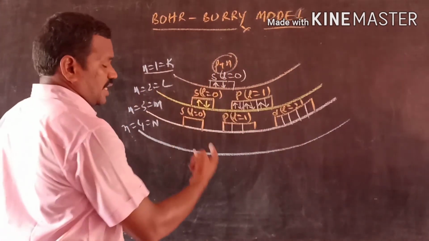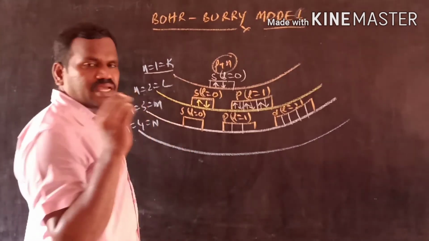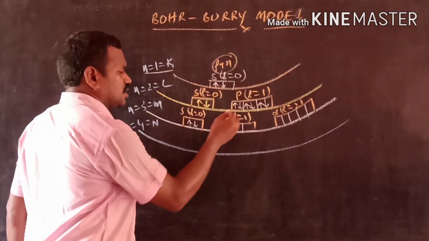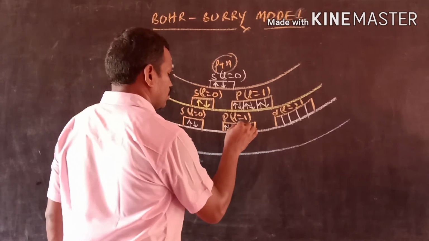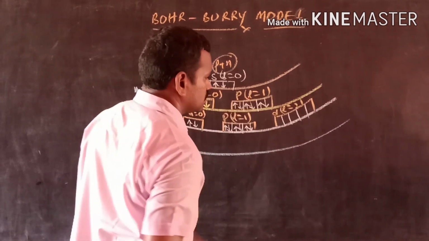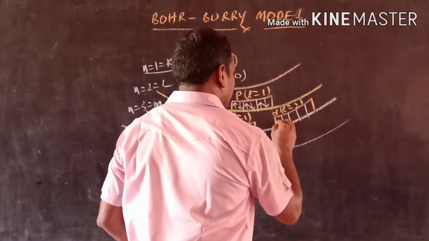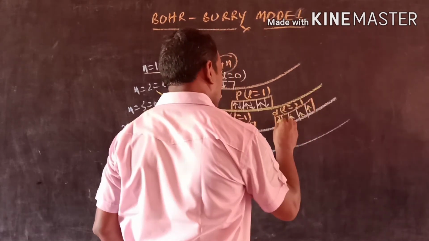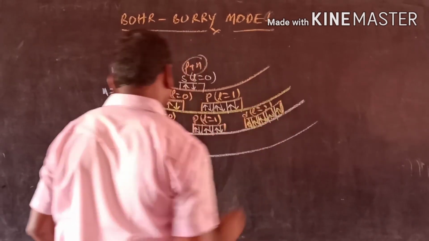Now, after writing the orbitals, we should write the electrons. Each orbital can associate with 2 electrons only. So here 2 electrons are there. P with 6: 1, 2, 3, 4, 5, 6. D with 10 electrons: 1, 2, 3, 4, 5, 6, 7, 8, 9, 10.